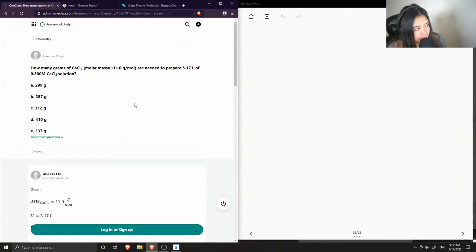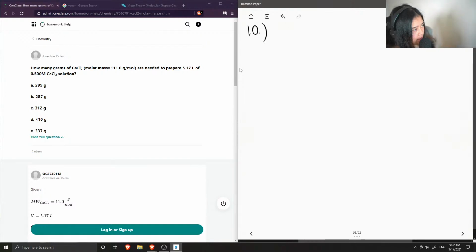Okay, so question number 10. How many grams of calcium chloride are needed to prepare 5.17 liters of 0.5 mole per liter calcium chloride solution? So let's write down everything that's given. We know the molar mass of calcium chloride, which is equal to 111.0 grams per mole.